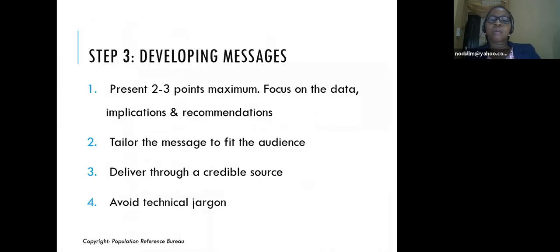Developing messages can be very Herculean, because research has shown that not more than 3 points can our audience remember after our presentation. So why don't we focus on a maximum of 3 messages instead of loading the whole page with a lot of information as messages? So we need to think about 3 key messages that they need to take home.